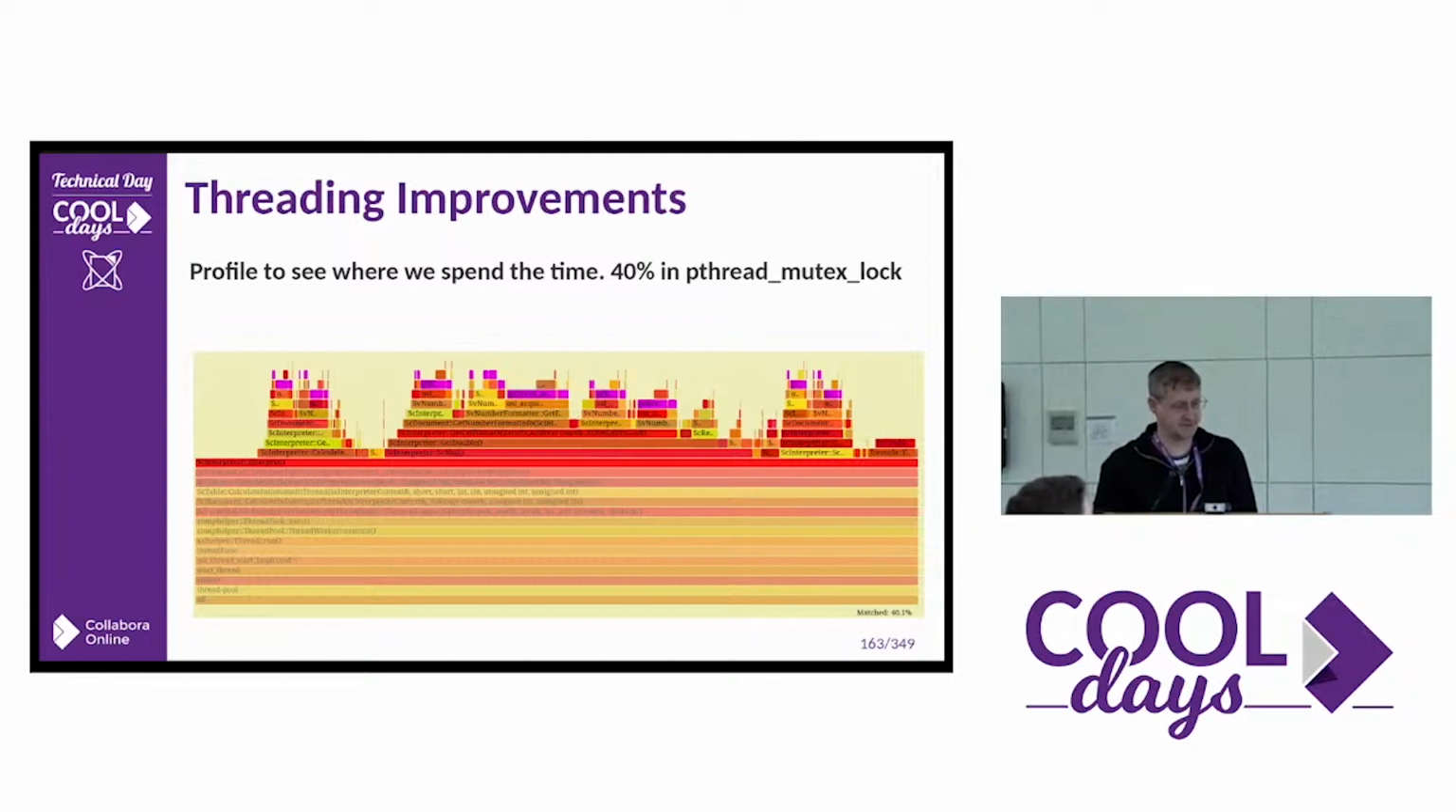Flame graphs, as mentioned in the last few talks. In this particular case, as always, wider is worse. We want to make everything narrower. And in this one, I have searched for pthread mutex lock, and they're all highlighted as a pinkish color at the top there. So this is the thing that's taking up most of the time in this particular calculation, 40%.